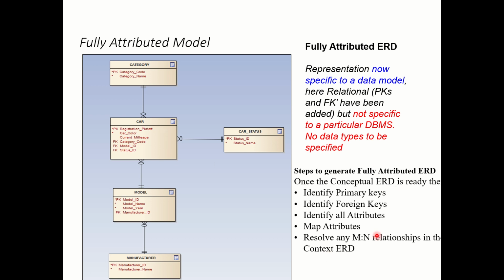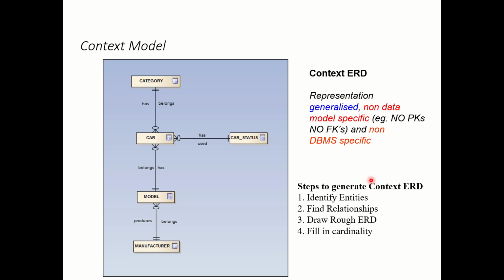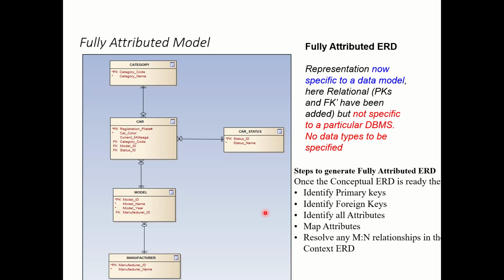There is a certain algorithm you can follow for building the fully attributed ERD. Identify all the primary keys. Entities you have already identified. Once the conceptual ERD is identified, you already know the entities and the relationships between them, right? In the contextual ERD, you have identified all the entities and relationships, and you have a rough idea of what your context model is. So once this conceptual model is identified, you need to identify the various PKs and FKs, what the primary keys are, what the foreign keys are, then what the attributes are, and then map all the attributes.